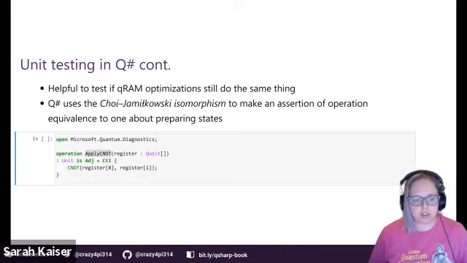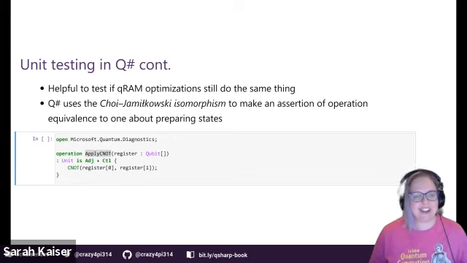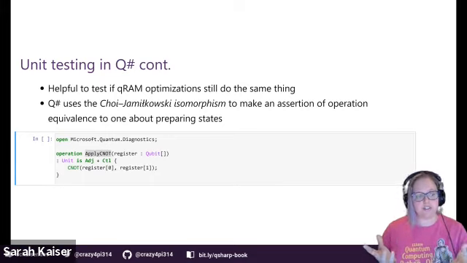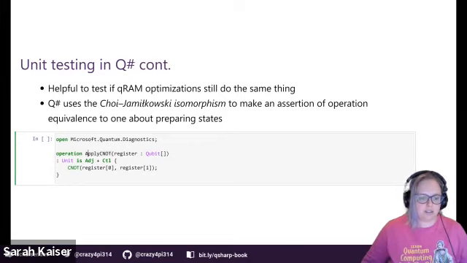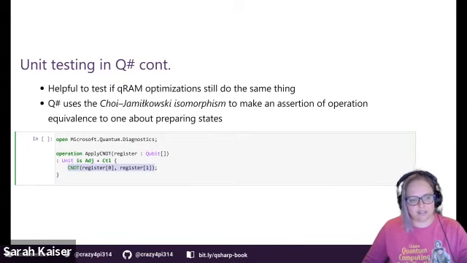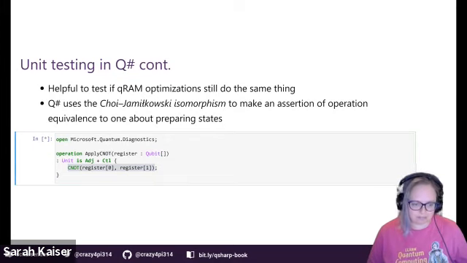And it turns out you can use a really neat theorem called the Choi-Jamiolkowski isomorphism, which, if you're interested, ask me afterwards and I can go through the details with you. But basically what it allows us to do is give Q# two operations and ask, are these the same for all inputs? So I'm going to start by defining an operation that's apply CNOT. It's literally a CNOT, a controlled NOT gate, exactly as you'd expect, one control qubit, one target qubit. So we've got that.